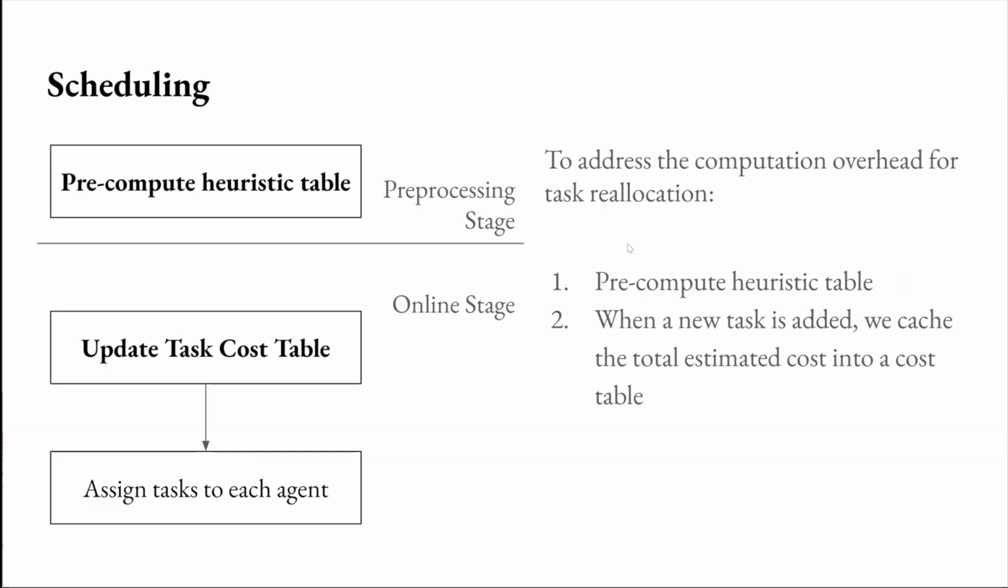The second thing is that we utilize extra memory to construct a task cost table, where whenever a new task is added, we cache the total estimated cost into the cost table, because one task consists of multiple errands, and we pre-calculate the entire cost and store it in the task cost table. Whenever the agent needs to compare against a task, they just compare their own location with the first errand's location and get the whole cost. With these two strategies, we try to eliminate some of the computation overhead.